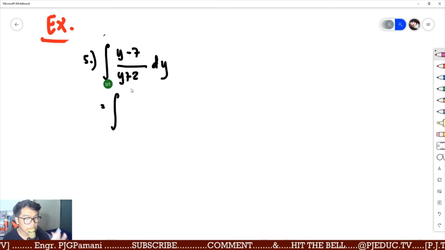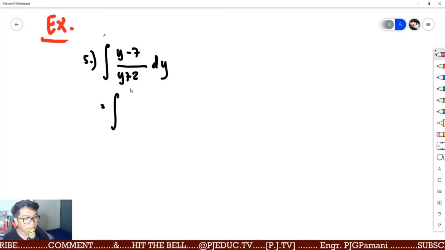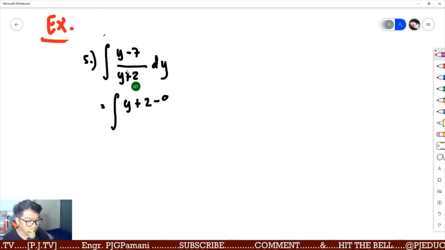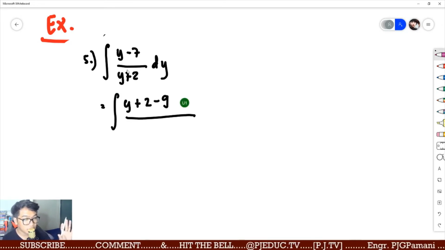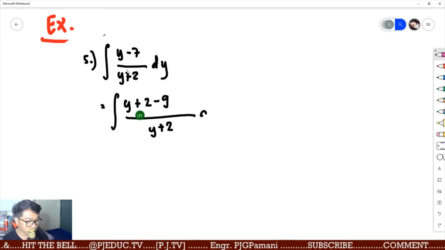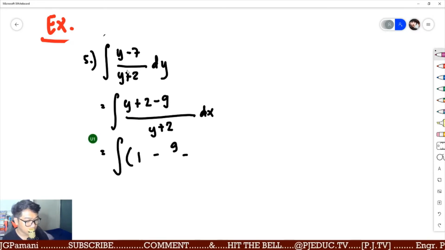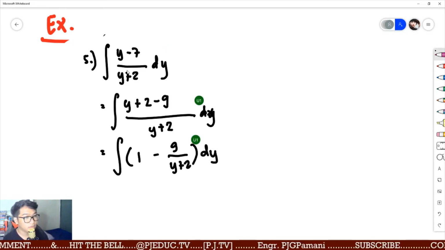Ano yung common sa kanilang dalawa? If we then expand y minus 7, it is also possible that y minus 7 is also y plus 2 minus 9. Diba? Such that it is also over y plus 2. Nakikita mo na yung pwede natin gawin? Where that is now 1 minus 9 over y plus 2 dy.